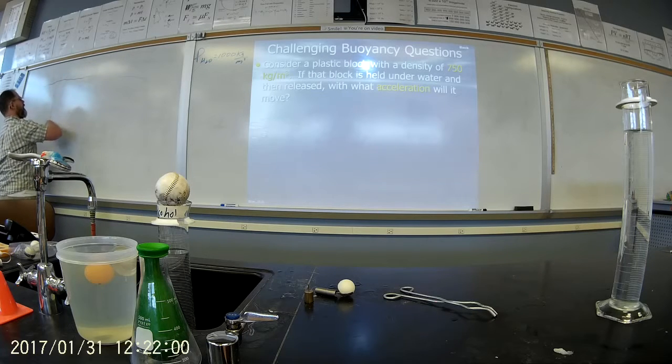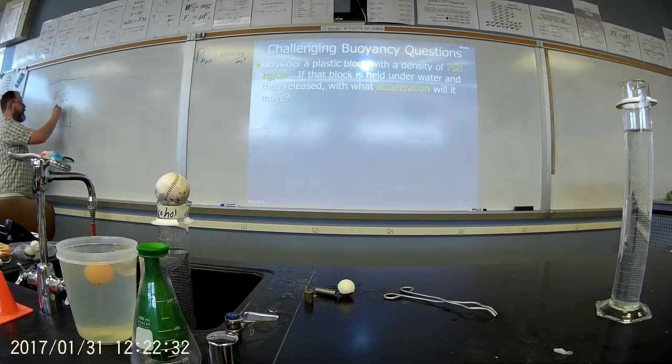So, there's water, there's our block. The block has a density of 750 kilograms per cubic meter. What is the mass of the block? That's not a number. We're working on a number. Just give me a number. 10. Okay, so our block has a mass of 10 kilograms.